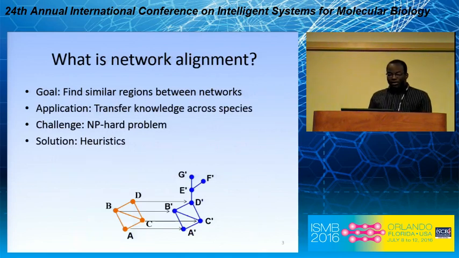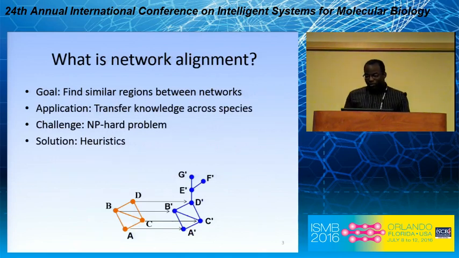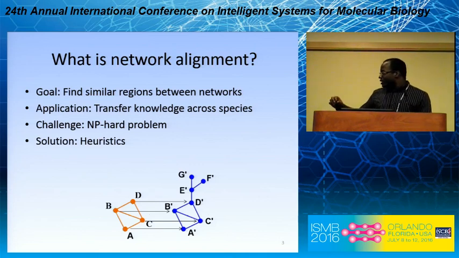So one application of networks is what we call network alignment. And what network alignment does, it aims to find similar regions between one network and another. And this can be pretty beneficial. For example, it can be used to transfer knowledge from one species to another. So for example, in this figure below, if the orange region does some sort of cellular function and it's mapped to the blue region, it's possible that the blue region also performs that same function.